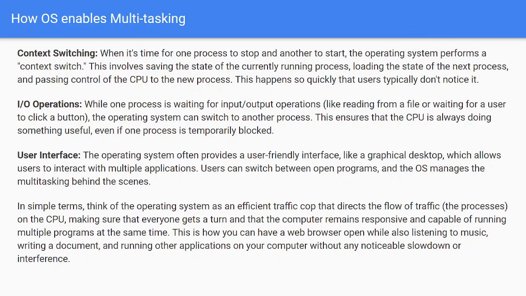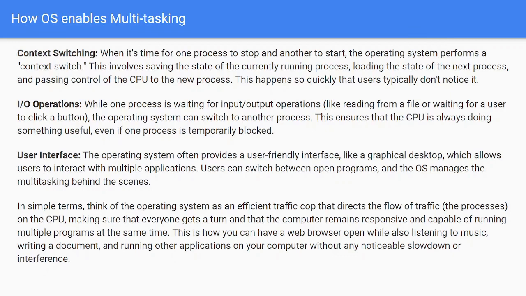And we have the I/O operation. I/O stands for input slash output. So while one process is waiting for an input/output operation, like reading from a file or waiting for a user to click a button, the operating system can switch to another process. Do you get? This ensures that the CPU is always doing something useful, even if one process is temporarily blocked.